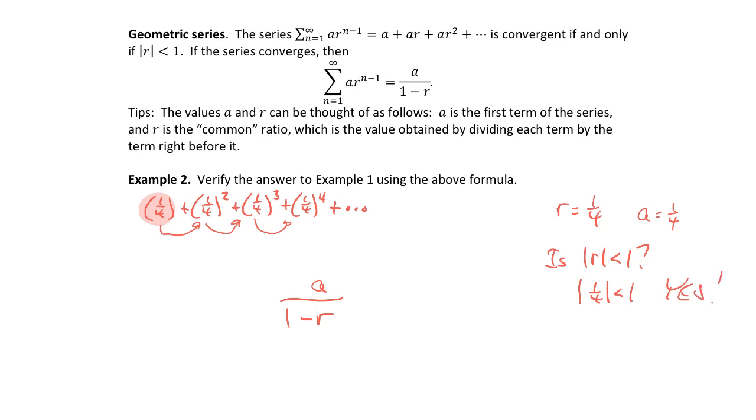I get A over 1 minus R. A was 1/4. 1 minus R is 1 minus 1/4, which is 1/4 divided by 3/4, which is 1/3 as we suspected. So the formula does work in that particular case. It works in all cases, but we are now a little bit more convinced of our answer.